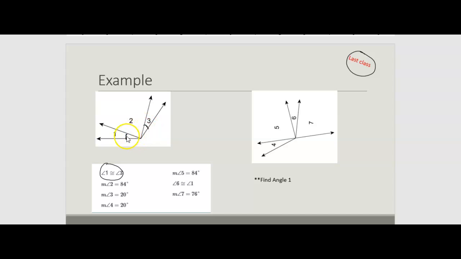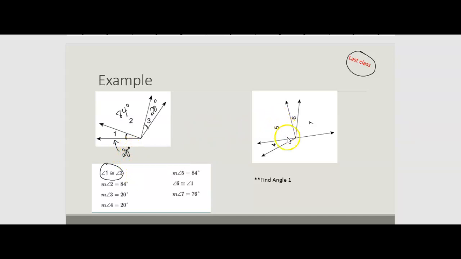Remember, we use those markings. We don't know what they are, but we do know that they're equal. Let's keep going. Angle 2 is 84. Oh, here we go. Angle 3 is 20 degrees. So because of this important marking here, then we know immediately that angle 1 is also 20 degrees because they're congruent.